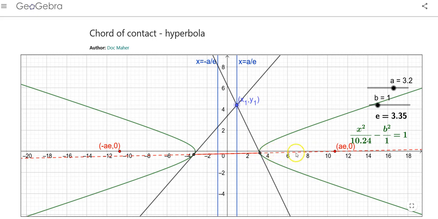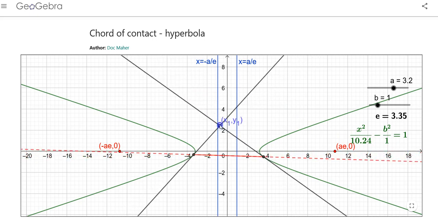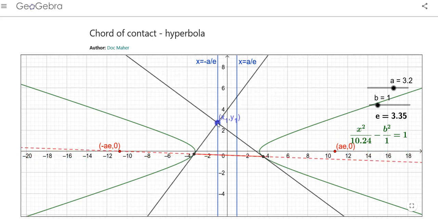So you can see this dotted line here, so this is the extension of the chord of contact, and it passes through the corresponding focus to the directrix. So if I move it over to this one, for example, then now our chord of contact extended passes through this focus. So exactly the same as for the ellipse.